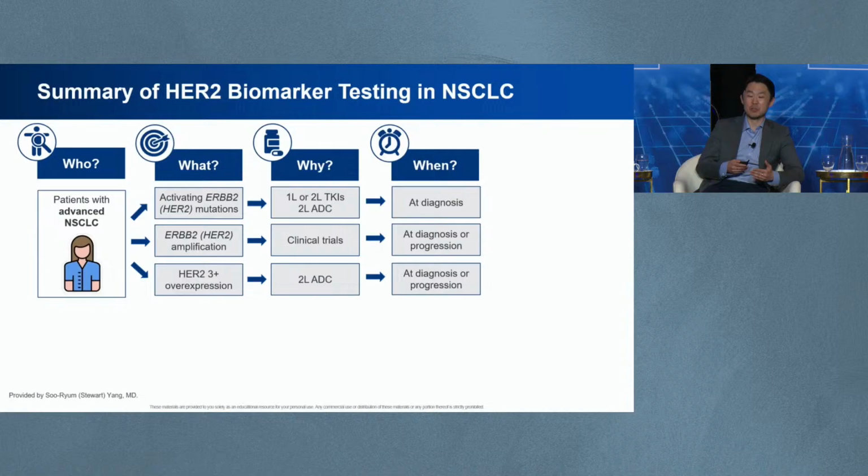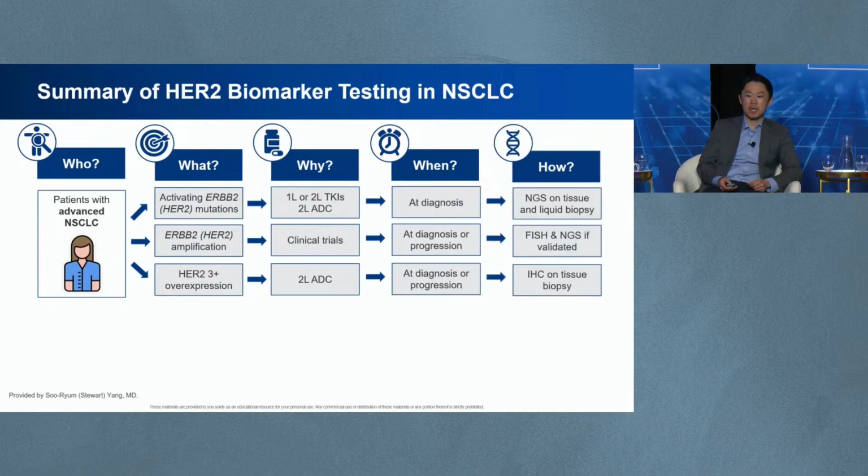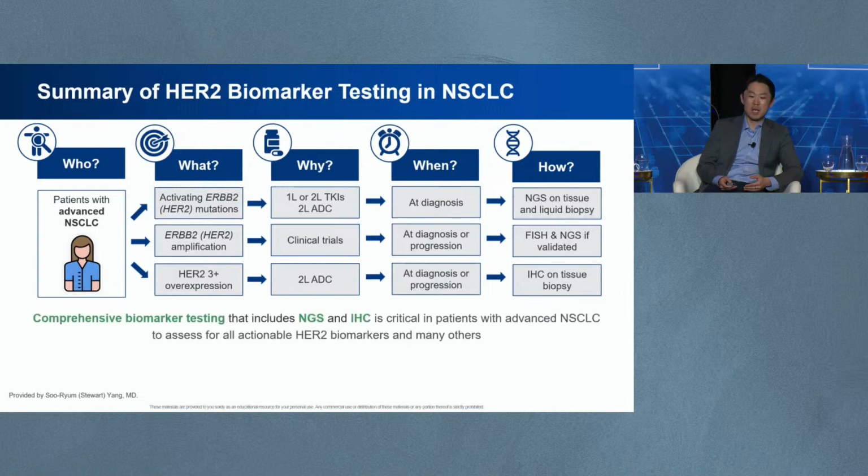I think ideally at diagnosis, but for the amp and the HER2 3+, we can think about also testing on progression. And for the mutations, I think it's really important that we emphasize and prioritize NGS on tissue as well as liquid biopsy. For the amplification, we can think about FISH and NGS, and then for the overexpression, of course, we need to think about IHC on the tissue biopsy. So really, we need to start thinking about implementing comprehensive biomarker testing that includes NGS as well as IHC, right? IHC is making a huge comeback, I think, and it's really critical for our patients with advanced non-small cell lung cancer so that we can assess for all the actionable biomarkers that we talked about today.